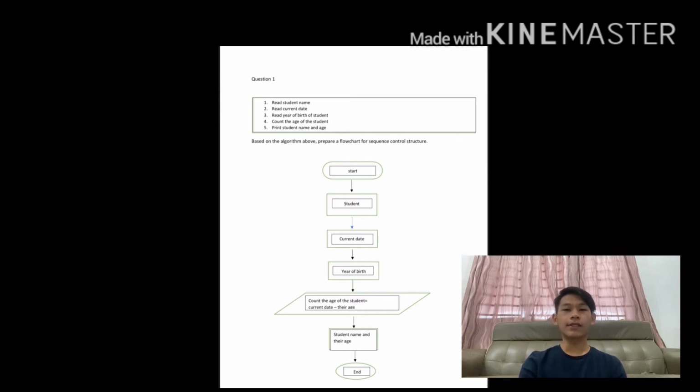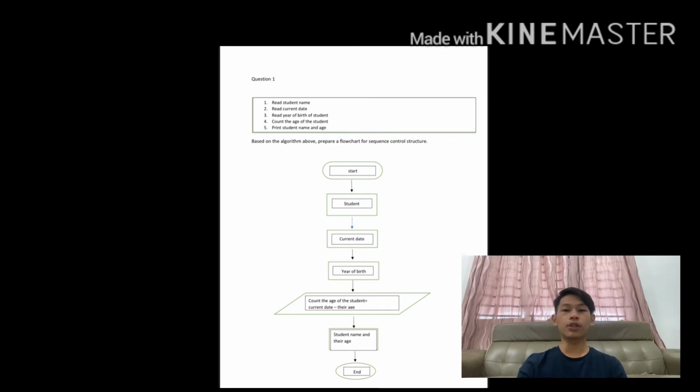Question 1. Firstly, read student name. Second, read current date. Third, read year of birth of student. Fourth, count the age of the student. And fifth, print student name and age. Based on the algorithm above, prepare a flowchart for sequence control structure.